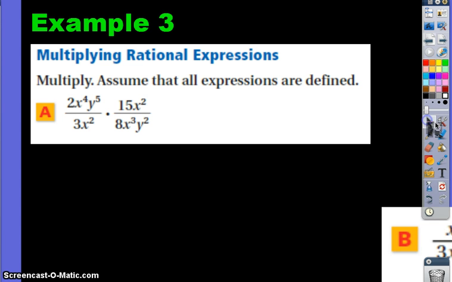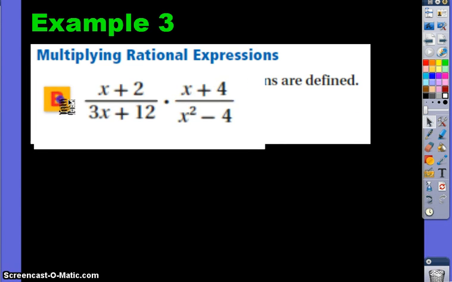All right, example B, same thing. A little bit harder here because we've got factored form, so we're going to need to be factoring. I think I said foiling a second ago, and I meant to say factoring. So let's do some factoring.